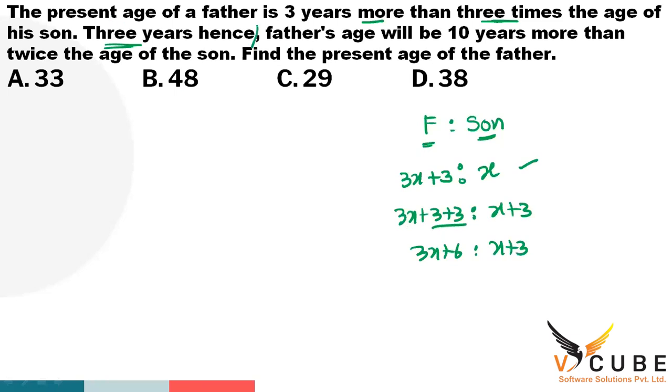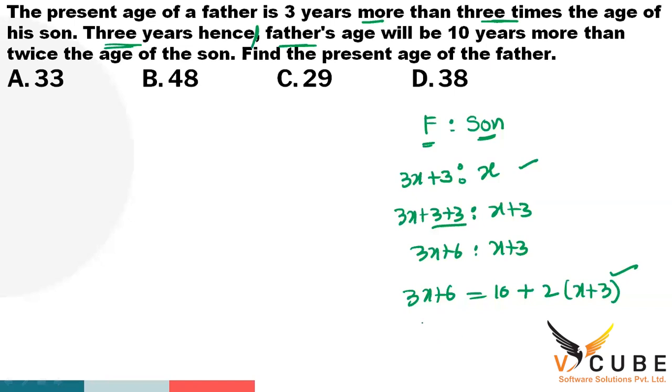Is it clear, guys, all of you, up to now? Yes, sir. Right. Read the next statement. Father's age will be, father's age is how much? 3x plus 6. Father's age will be 10 years more than twice the age of the son. Son's age is how much? X plus 3. It is a formation. Okay, right.